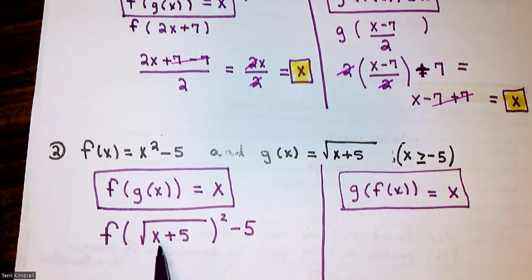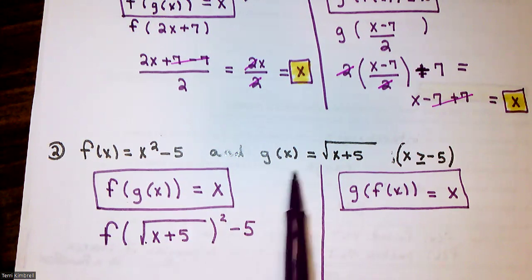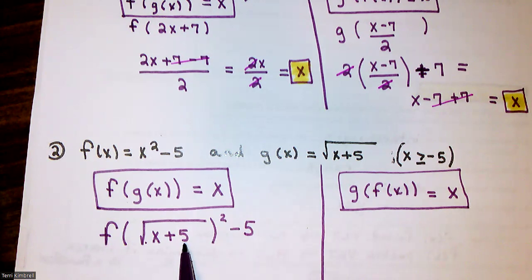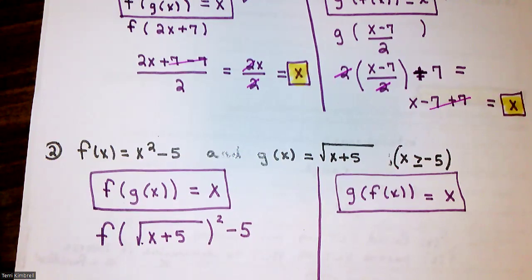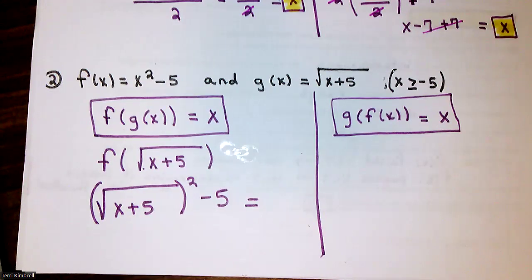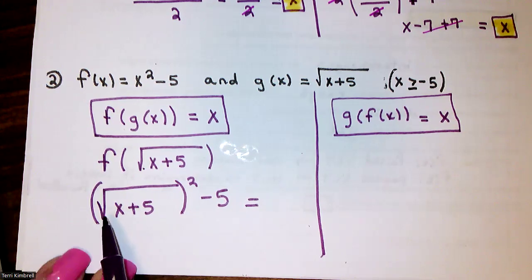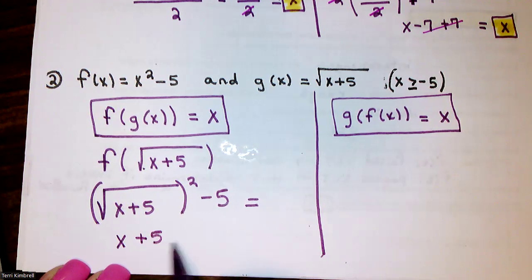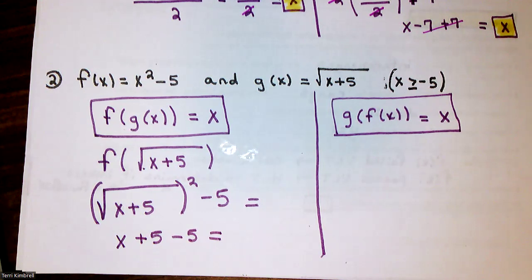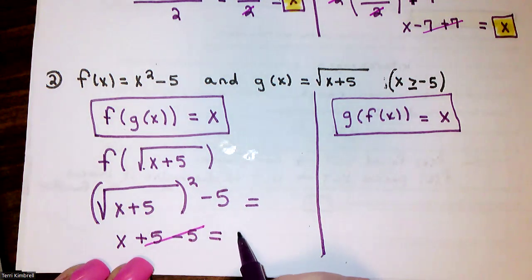So when you did the f of g of x, we're putting the g of x down and we're plugging it in place of your x. So now we're going to take this and I'm going to put it in and square it. Okay, so when you do that, the square and the square root are going to cancel out. And the +5 and the -5 are going to cancel out. And you do get your x.